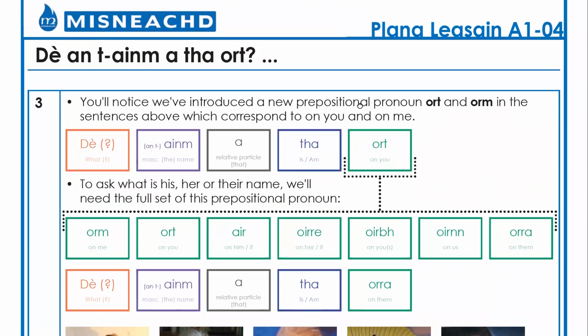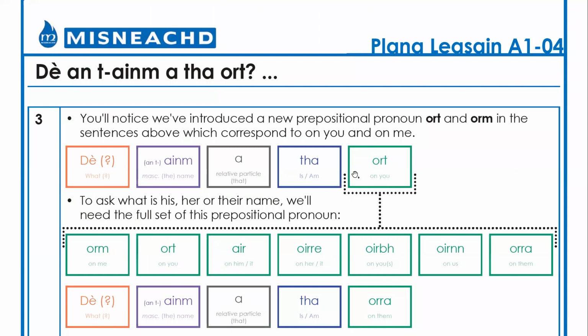The other new piece of information we're being introduced to here is this "orst" and "orum". So this is a prepositional pronoun. And these are very, very common and handy phrases in the Celtic languages particularly. They're used an awful lot more in the Celtic languages than they are in other languages. It's basically when you get a preposition like on or in or at, these types of prepositions combine with the pronouns. So we saw the pronouns in the first lesson.